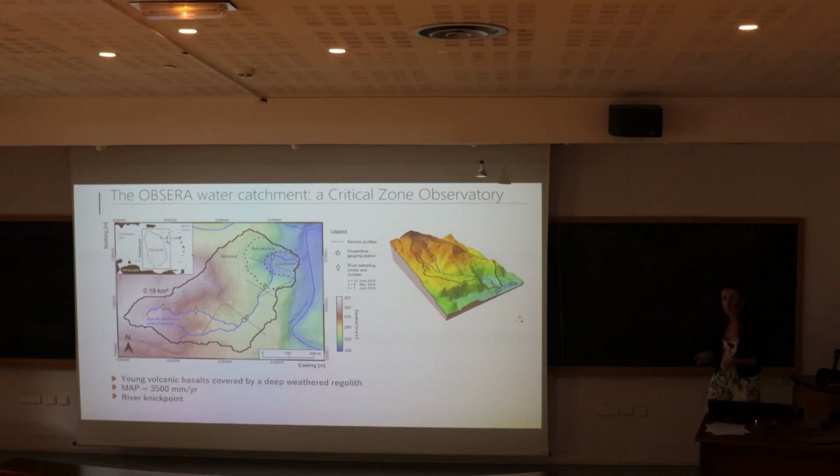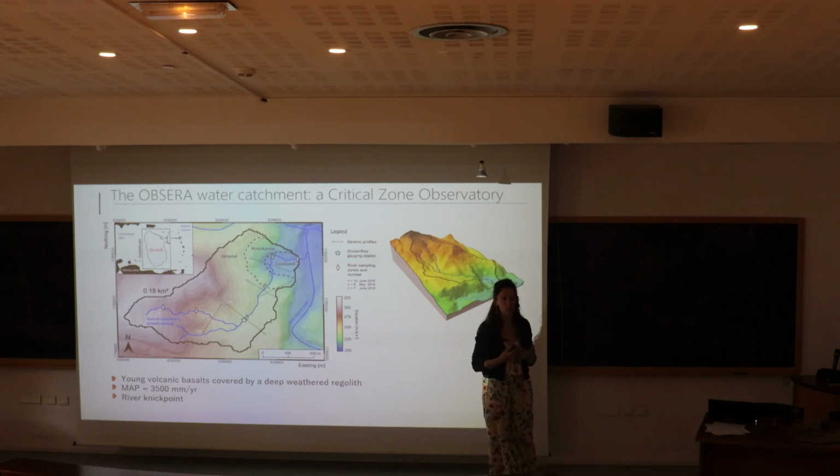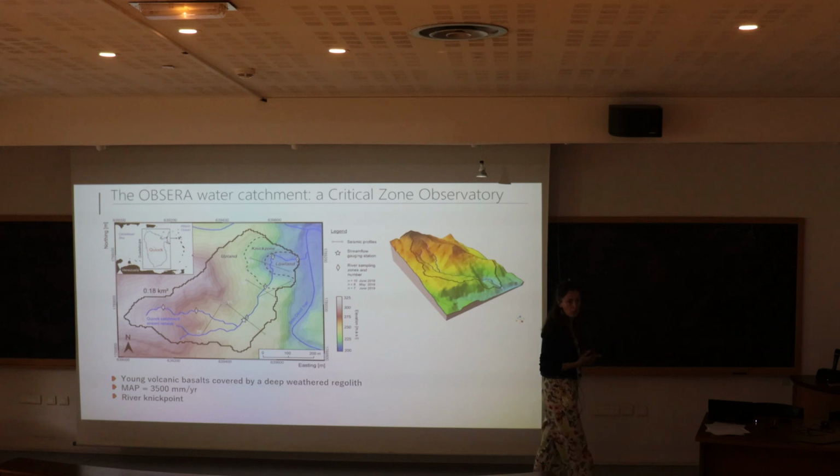One important feature of this study site is that there is a clear knickpoint, which means that there is a change in topography. And as we said earlier, here we want to investigate the role of the topography on the groundwater flows. It's thus a very relevant site to look at the impact of the knickpoint.